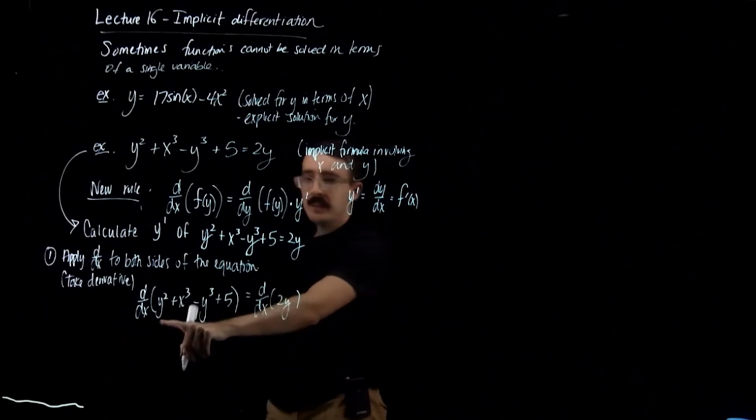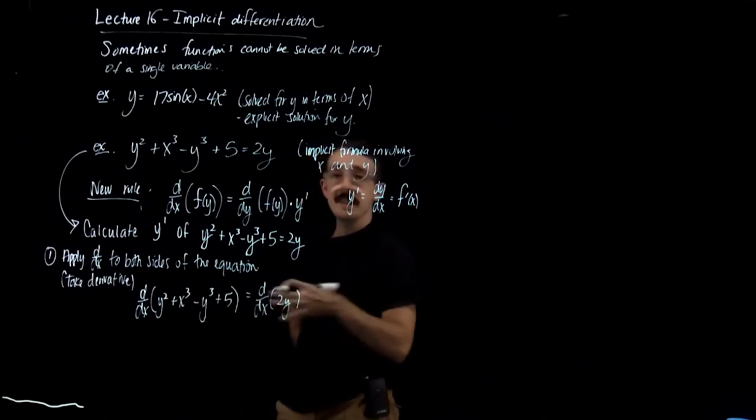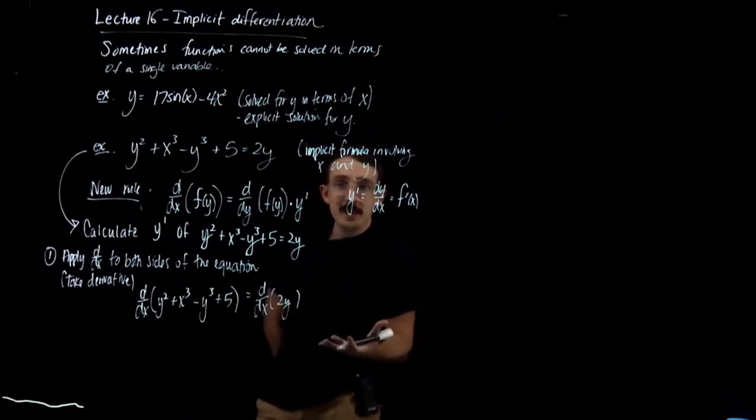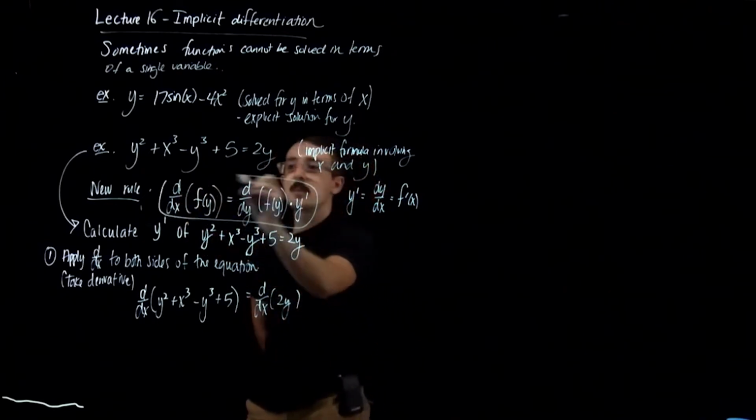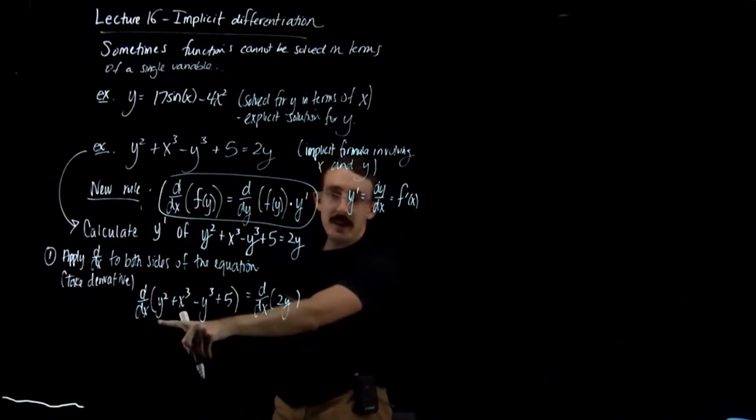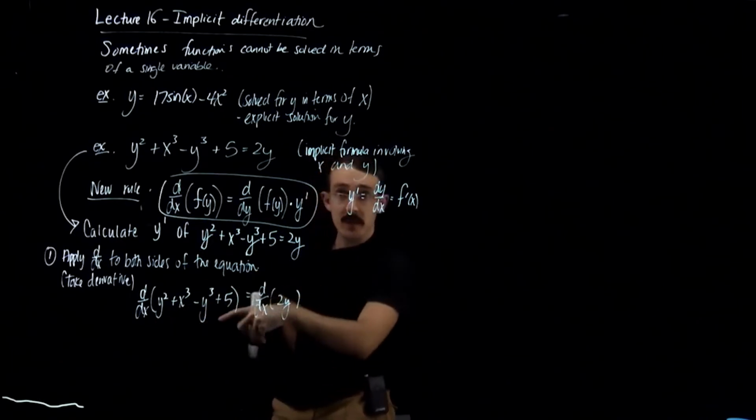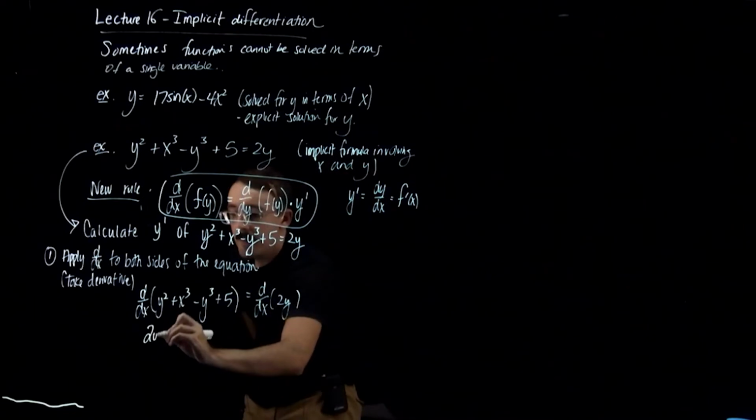Anytime I encounter some kind of expression involving y's, I'll take the derivative pretending it's an expression with x's and then tack on this y prime here. This is the new rule. Okay, so y squared, that involves y's. So let's take the derivative normally with the power rule. It'd be 2y.